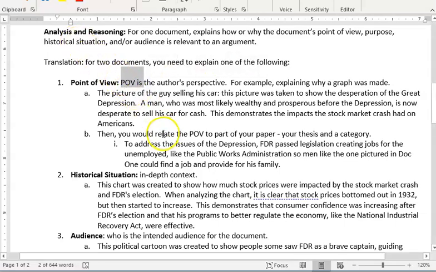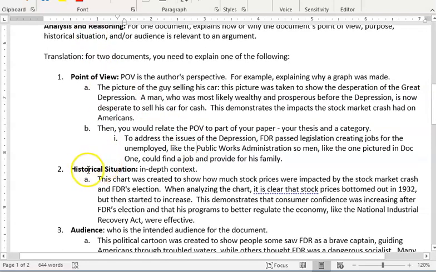Okay, now you want to relate that point of view to your paper, your thesis, a category for the reasoning aspect. To address this issue of the Depression, FDR passed legislation creating jobs for the unemployed like the Public Works Administration. So men, like the one pictured in document 1, could find a job and provide for his family. Okay? So you're taking it full circle. All right? You're explaining the point of view. That's the analysis. And then you're explaining how it relates to your essay. That's the reasoning.